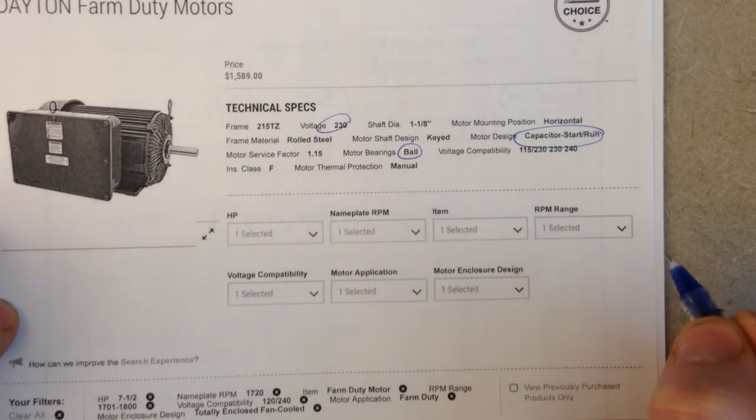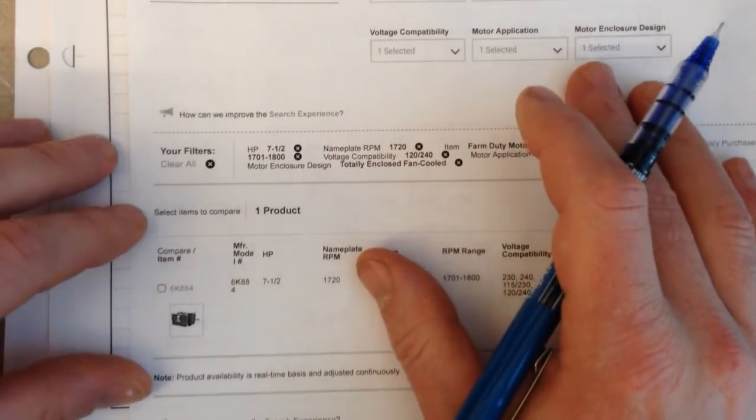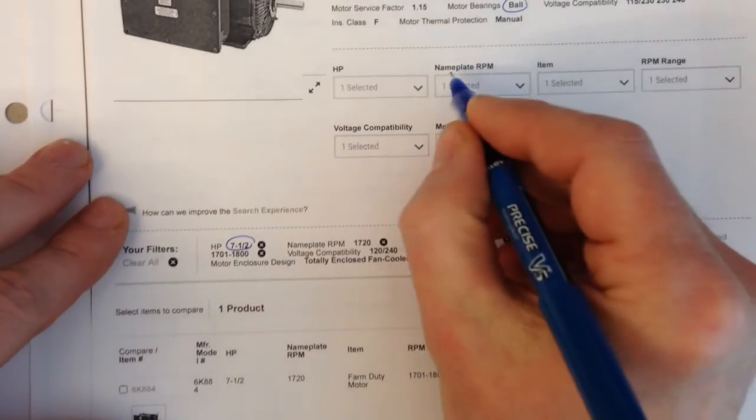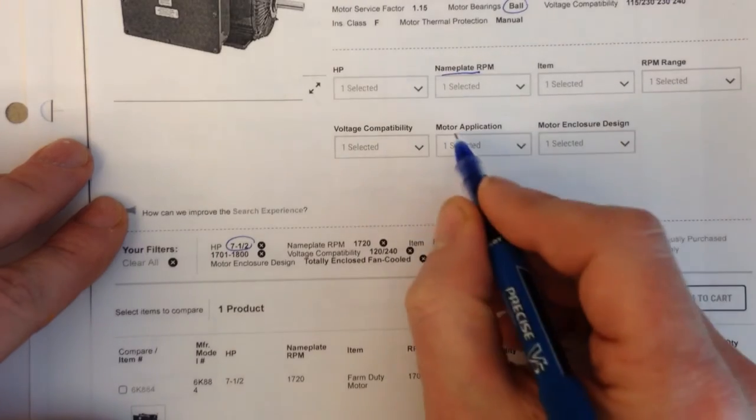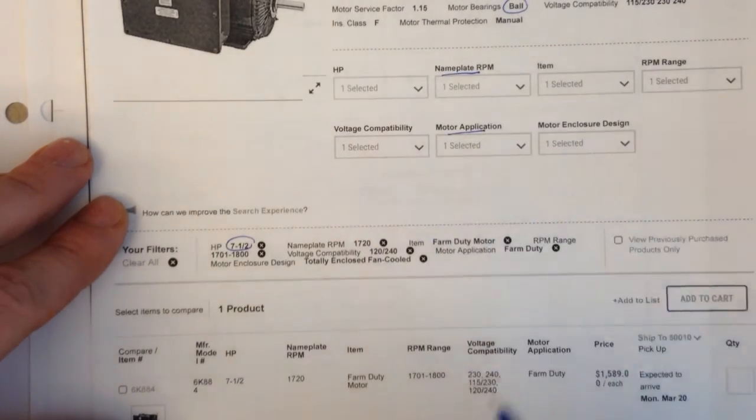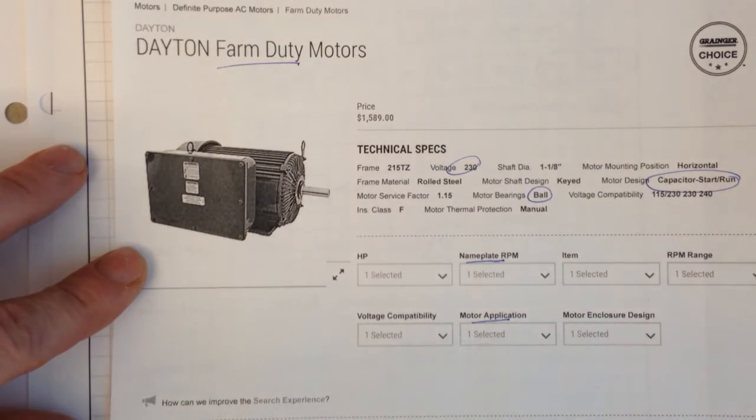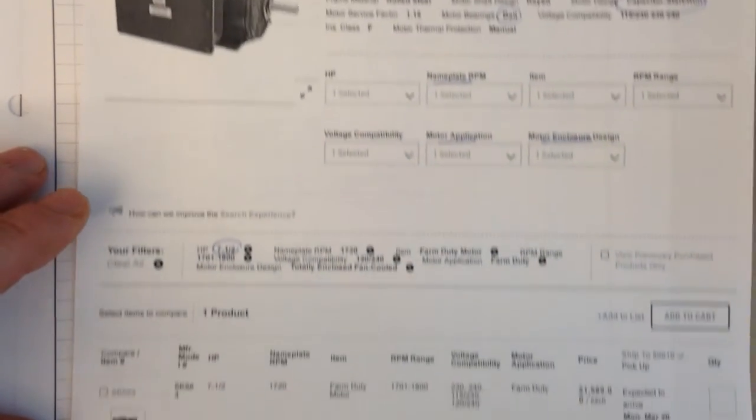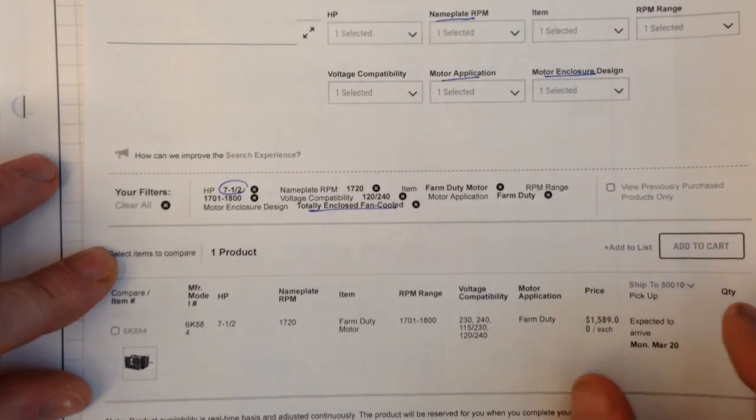You can pick motor service factor, ball bearings, motor bearings. What else do we have here? Of course, we'll eventually select our horsepower, right? And I picked a 7.5 horse. You can also pick the RPMs, so the nameplate RPMs, right? They have a motor application as well. This was a farm duty, so we have a farm duty motor. And then you can pick the motor enclosure type, right? I think here I picked the totally enclosed fan cooled, right?